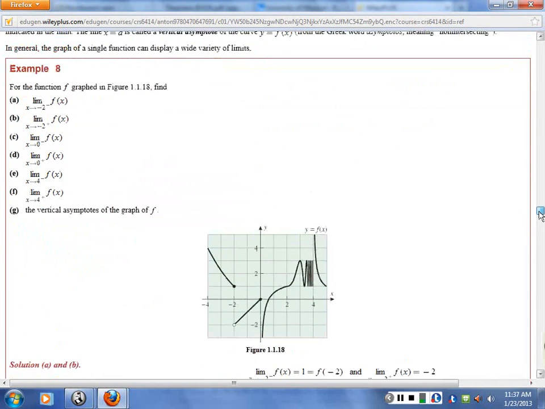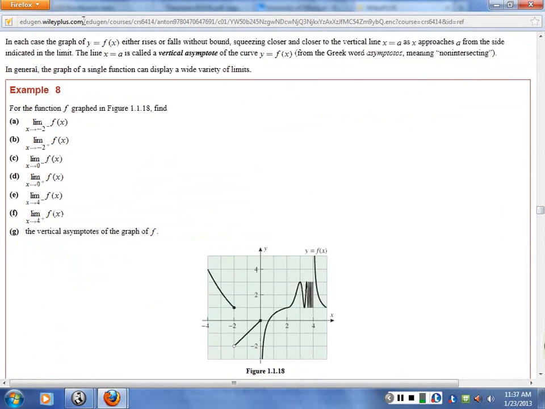So this is a crazy graph. This is example number 8 in your book. The first question is find the limit as x approaches minus 2 from the left of the function. So this is the function. It's crazy. I'm looking, the inputs are getting closer and closer to minus 2. What is the output getting closer and closer to? To 1, right? So I'm getting closer and closer to minus 2, and my output's getting closer and closer to 1.